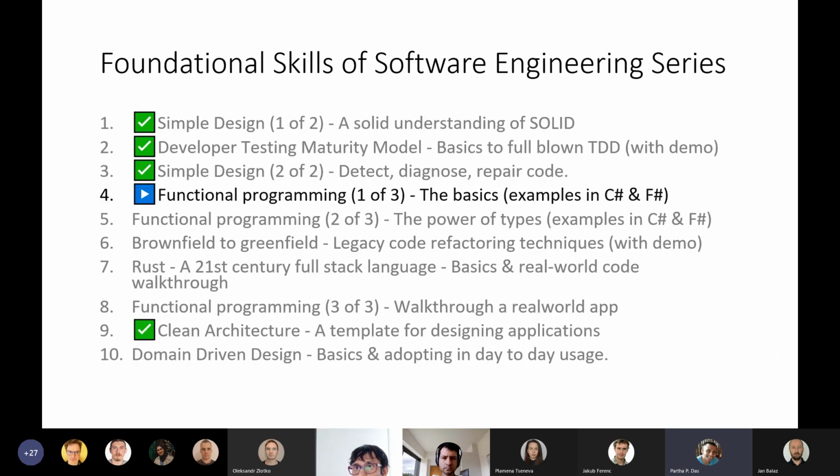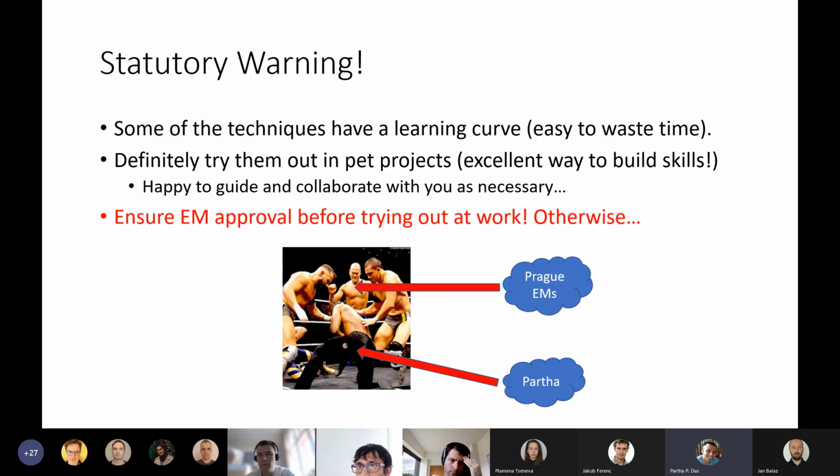Right, and then we've already covered 1, 2, 3, 9. This is a weird numbering system, just humor me. This will be the 4th, this will be the 5th talk, number 4, FP 1 of 3, the very basics. All right, and okay, some warning. Usual stuff. This one definitely has a learning curve, so try them out in pet projects. Excellent way to build skills. Hit me up. I'm happy to pair program with you. You know, I love doing this stuff. This truly is awesome.